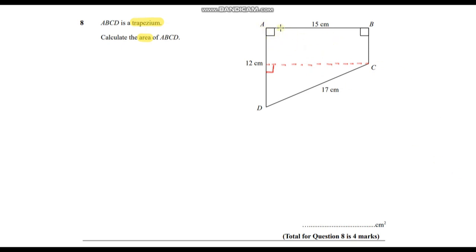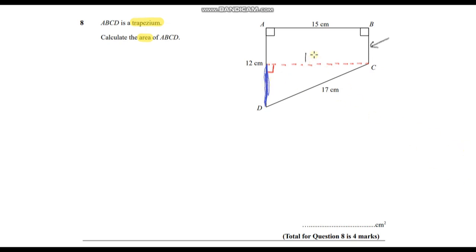We know the width of the rectangle is 15, but we're not given this height here. So we need to calculate what this height is. So how are we going to do that? Well, what we can do is calculate this length here. And then once we know this length, we can then calculate this length here. And how I'm going to calculate this length is I'm going to use Pythagoras' theorem.